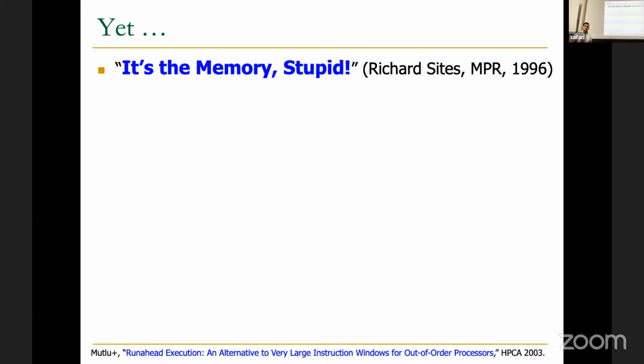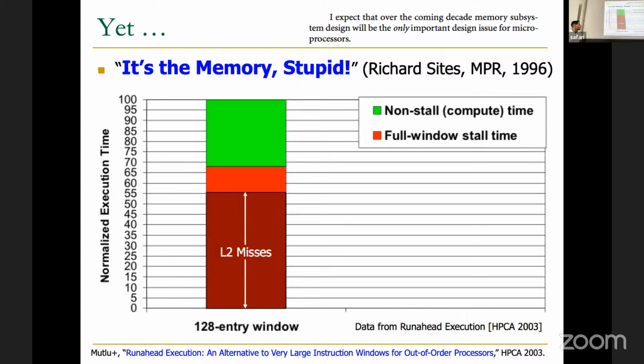So this is not a new observation. This is not a new problem. There is this seminal paper written by Richard Sites in 1996 that has this really nice title, "It's the Memory, Stupid!" Already in the 90s, he said that he expected that in the coming decades, the memory subsystem would be the only important design issue for microprocessors, because of this imbalance that we saw over the years in the amount of resources dedicated to computing versus the amount of resources dedicated to storage.